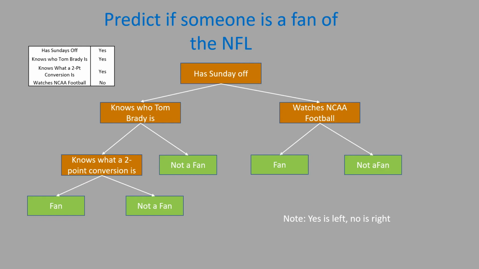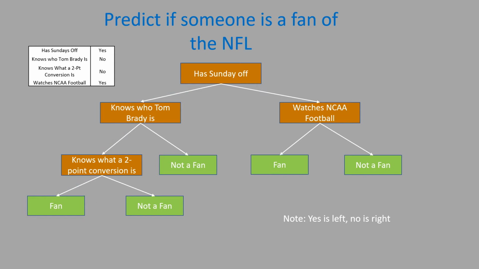Our first question is whether or not this person is off on Sundays. Since this person is off on Sundays, we're going to go to the left. Now we look to see if they know who Tom Brady is. They do, so we're also going to go to the left. Now, do they know what a two-point conversion is? Yes, so we're also going to go to the left, and we arrive at a leaf node. We know that that leaf node is now our prediction, so we are predicting that this person is a fan of the NFL.